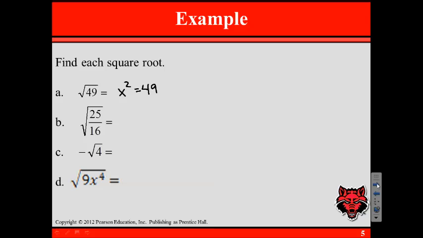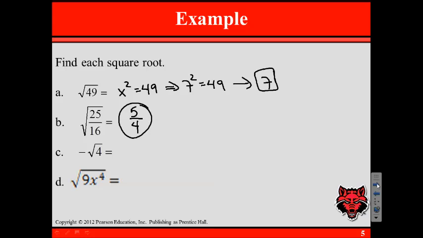We know that 49 is the same thing as 7 times 7, so 7 squared equals 49. And for that reason, we would say the square root of 49 equals 7. The same thing can be said with fractions. Essentially, you're looking for the two identical factors in the numerator and the two identical factors in the denominator. We know that 25 is 5 times 5, so the square root of 25 is 5. The square root of 16 is 4 times 4, or 4 squared, so the square root of 16 is 4. So the square root of 25 over 16 is 5 over 4.